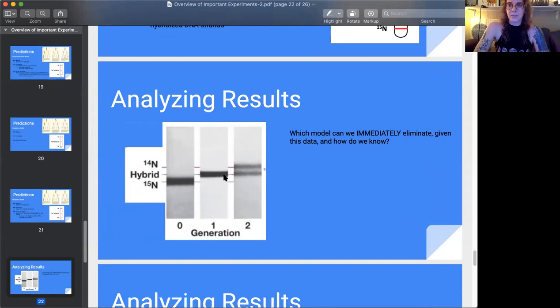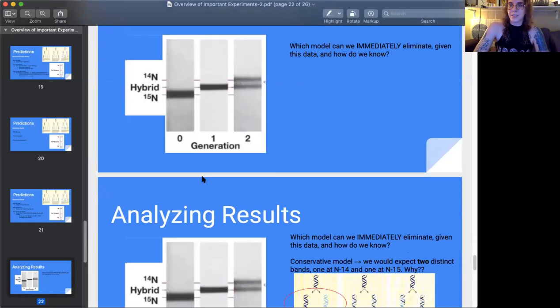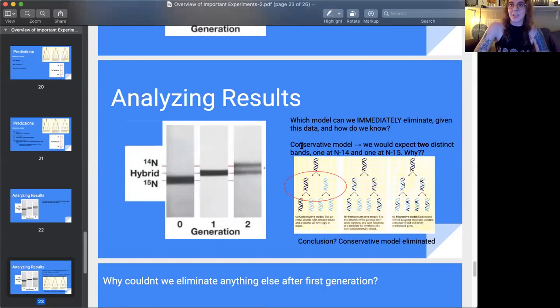And immediately, already, without even looking at what the second step says, we can eliminate one of the models. And you should be able to tell me, okay, the one that we can eliminate is the conservative model. Because if you remember what we said before in our predictions, since we only have this one master strand, anything that's copied off of it is going to be completely new. We'll never be able to have an instance where we have a hybridized molecule, because we're always just going to have 100% heavy and 100% light. So immediately we can knock that out of the park.